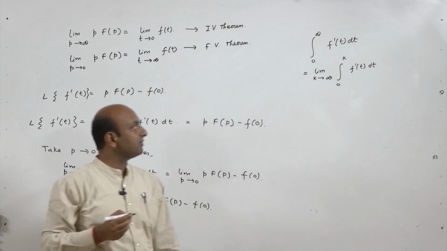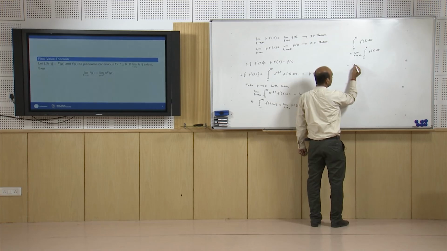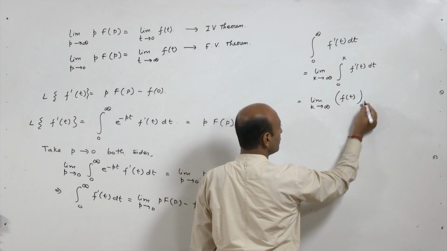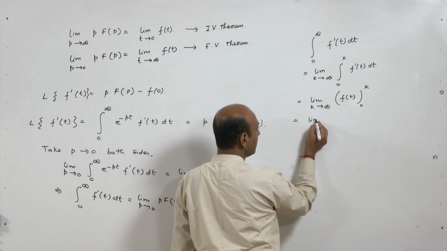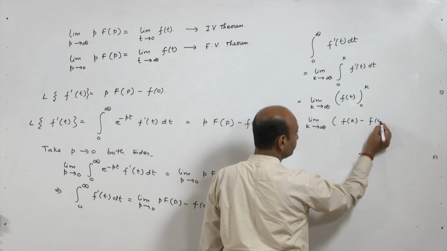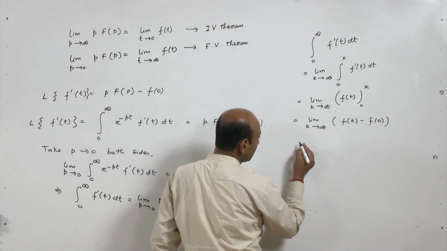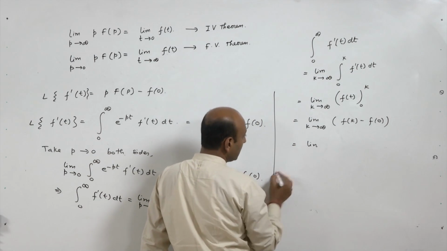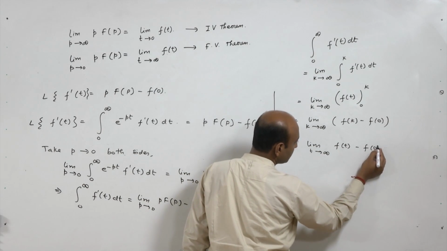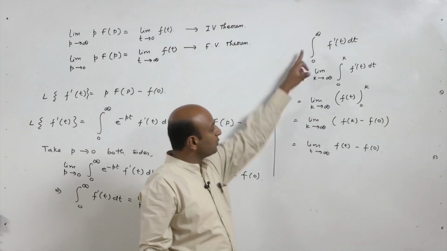Now since derivative integral is antiderivative, we already know this. So this is nothing but limit k tending to infinity f(t) from 0 to k, which is nothing but limit k tending to infinity f(k) minus f(0), and which we can simply write as limit t tending to infinity f(t) minus f(0). So this is the left hand side. So left hand side is equal to this expression.